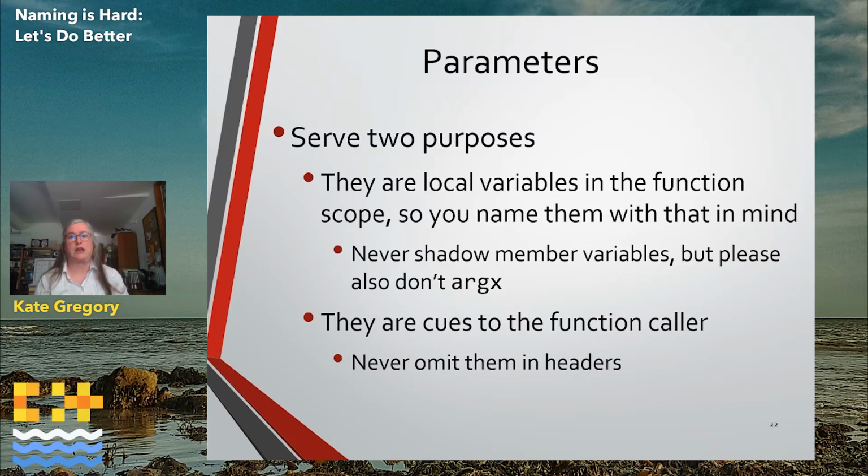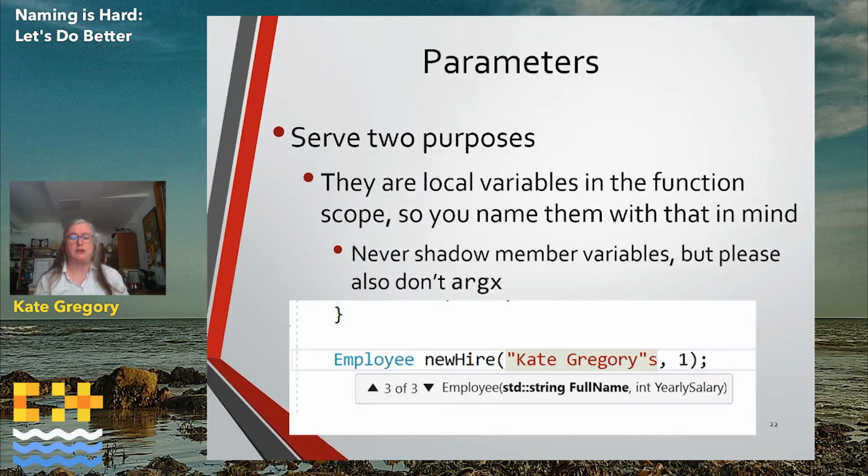which is why, even though they're not required in the header, you should provide them in the header, and then your IDE can do something like this. So I'm constructing an employee object called new hire, and I'm passing it a string and an integer, and I'm getting this tooltip from the IDE that gives me the variable names, full name and yearly salary, so I know what I'm passing into that function.